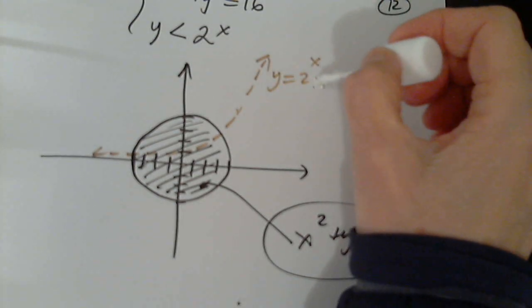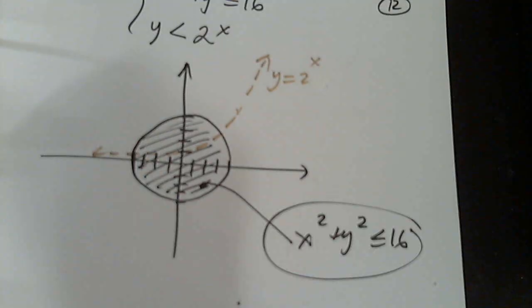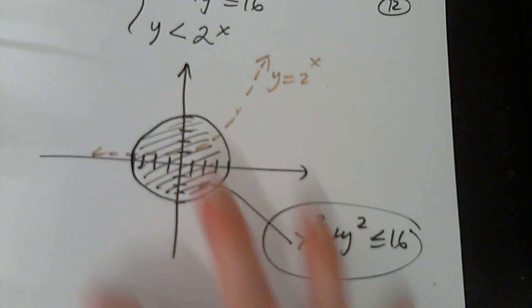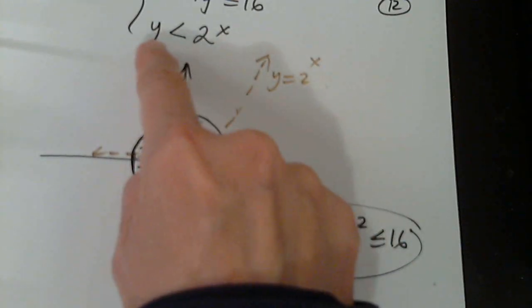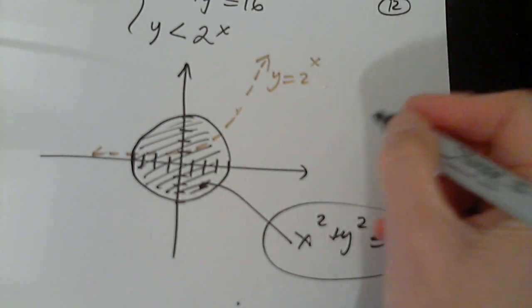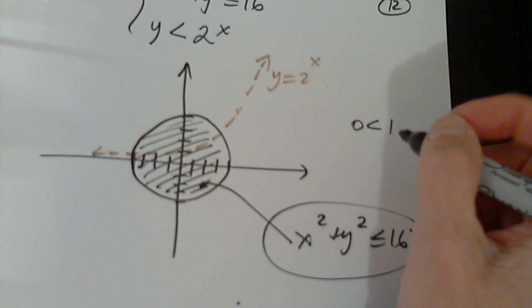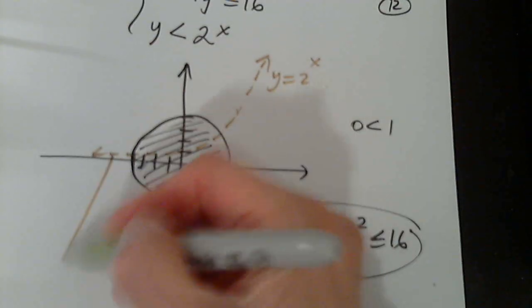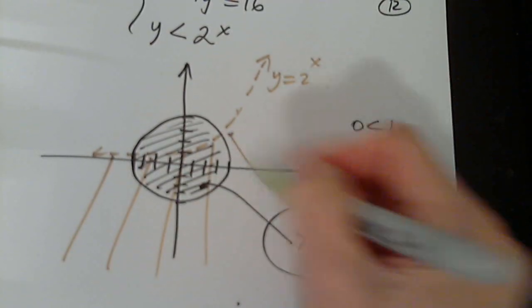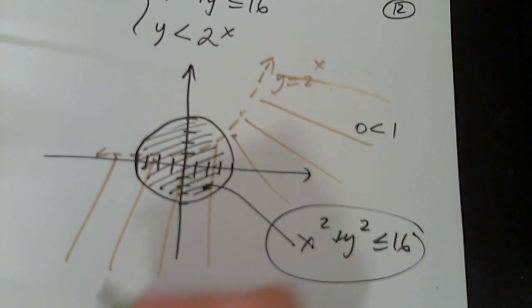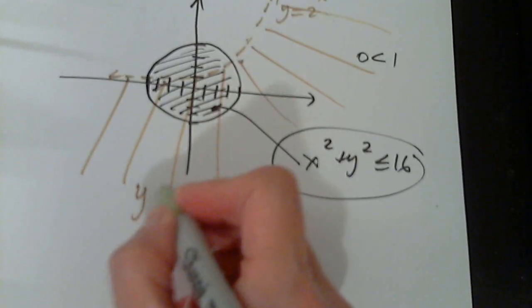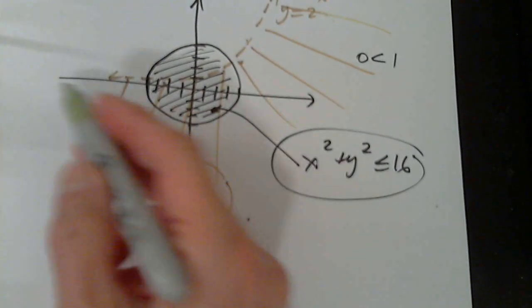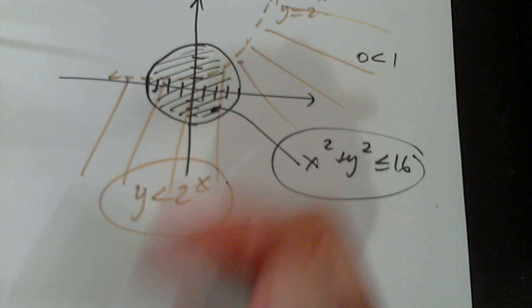The region above and the region below. The origin is in the region below. Is 0 less than 1? Yes, it is. So I am going to shade in the area below. This area below is y less than 2 to the x, not including the points on the curve.